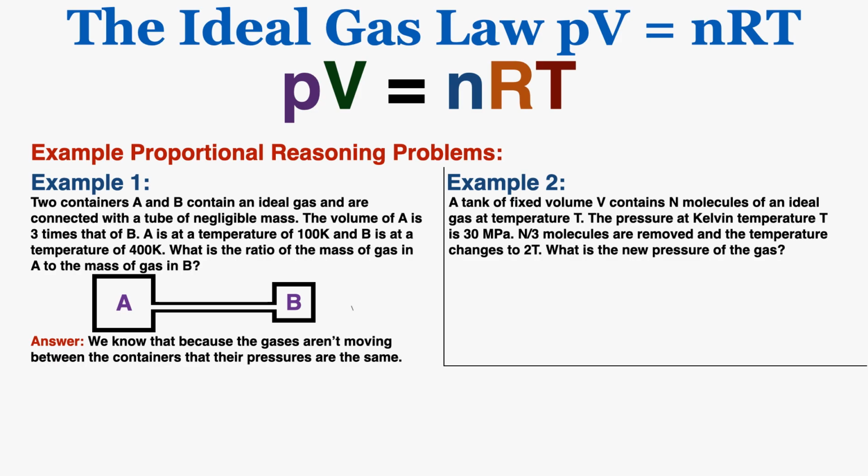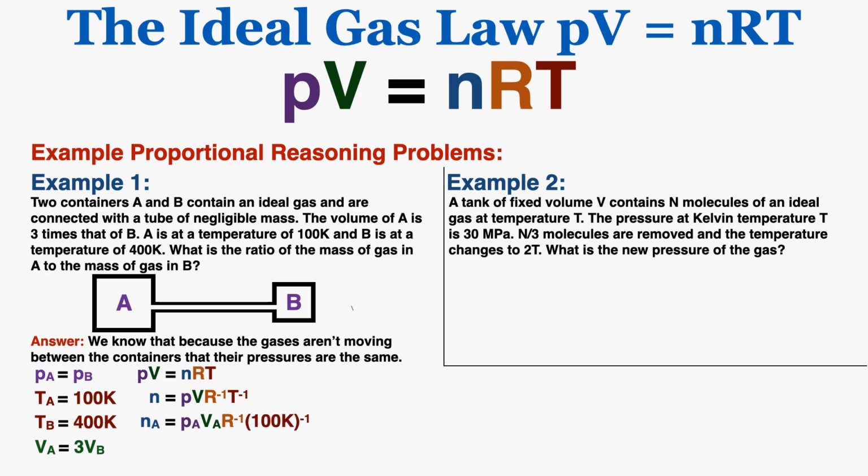To start off, we know that because the gases aren't moving between the containers, their pressures are the same. Gas always flows from a high pressure to a low pressure area, so if that's not happening, the two pressures must be equal. I know the temperature of A and the temperature of B, and the volume of A is 3 times the volume of B, and I can use PV equals nRT to relate these. I'm trying to compare the mass, which has something to do with the number of moles, so I'll rearrange to isolate the number of moles. The number of moles in A is equal to this, and the number of moles in B is equal to this, just based on the variables that I have.